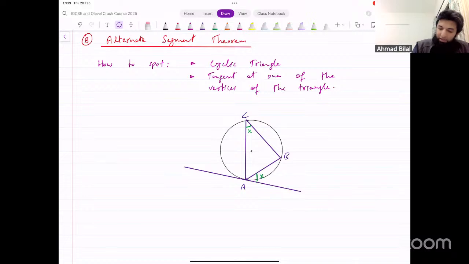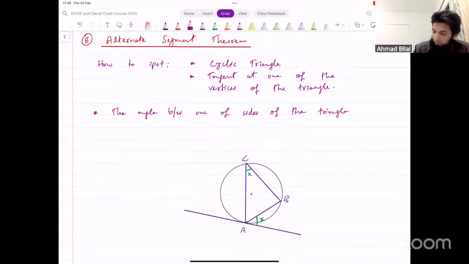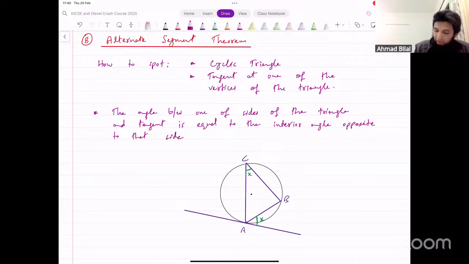What happens in this case? The angle between one of the sides of the triangle and the tangent is equal to the interior angle opposite to that side. Now, let me explain that using this triangle.